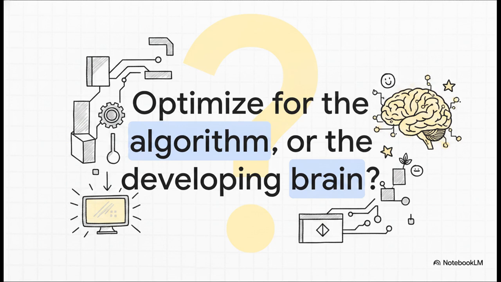It leaves anyone involved in media, parenting, or technology with a huge question to ponder about the hidden human costs of our highly optimized digital world. When creating or consuming content for the youngest among us, what is the ultimate goal? Will you optimize for the algorithm or for the developing brain?